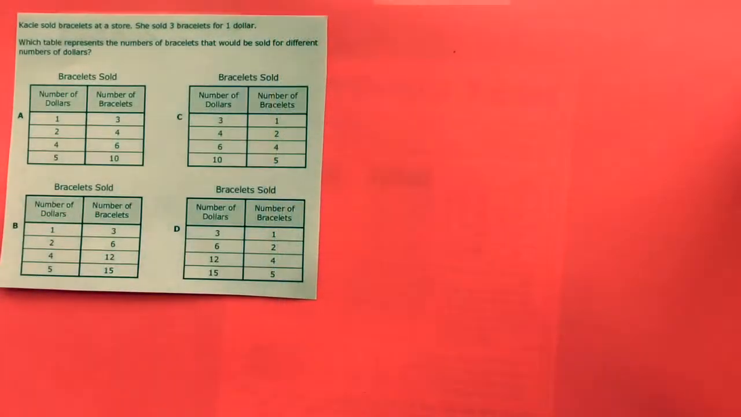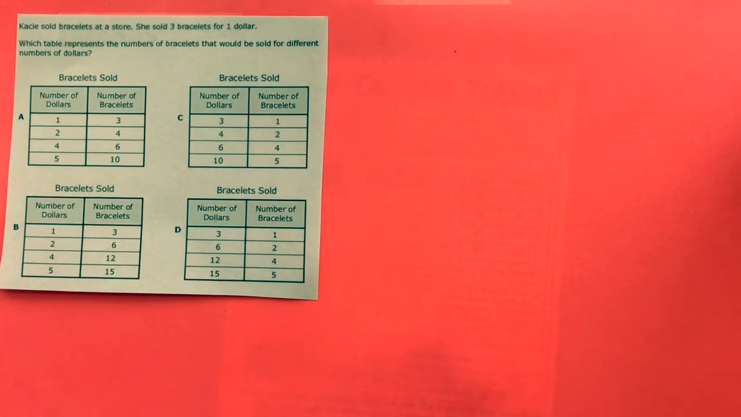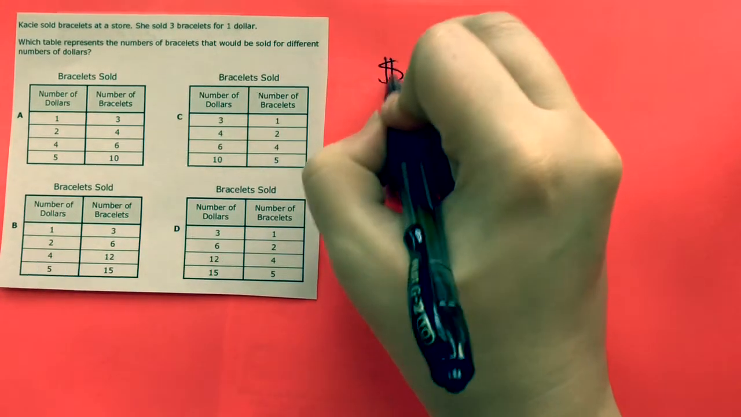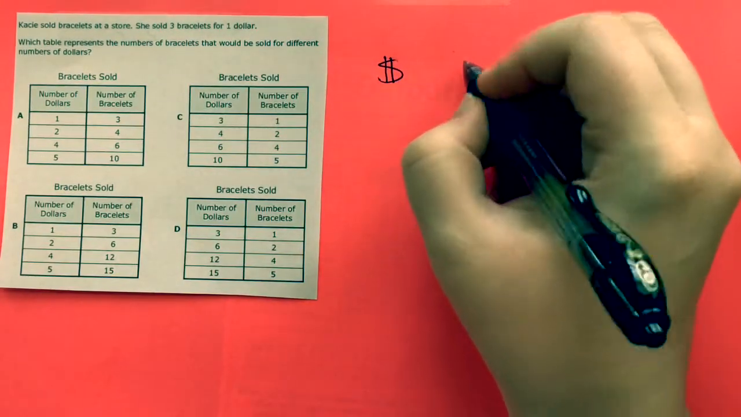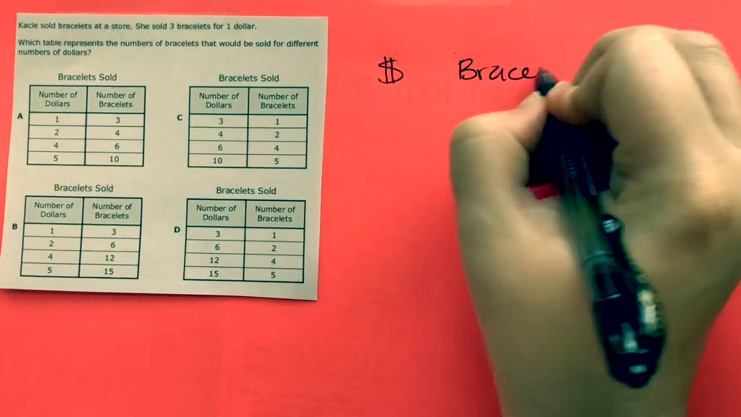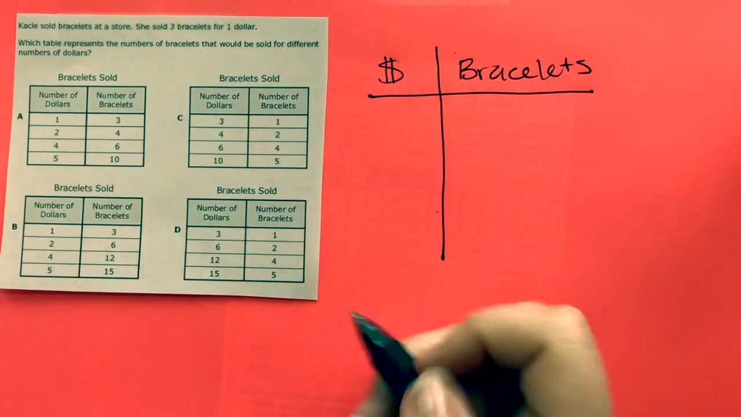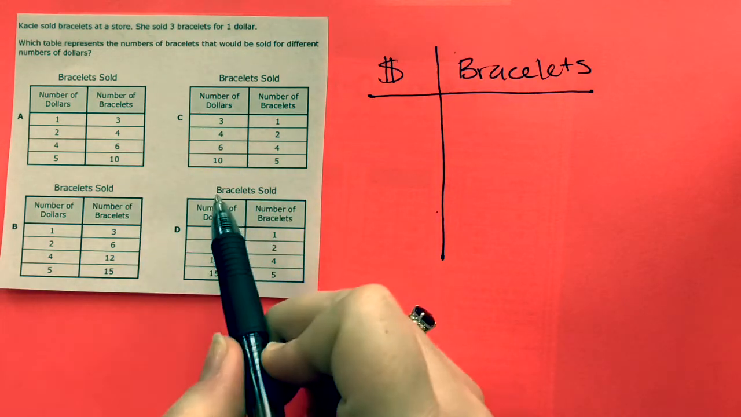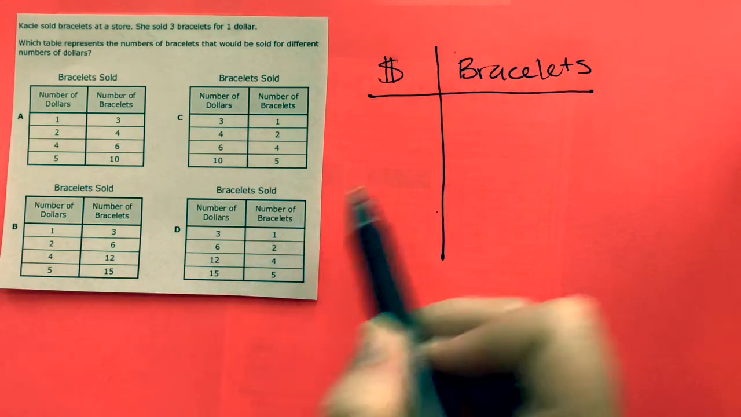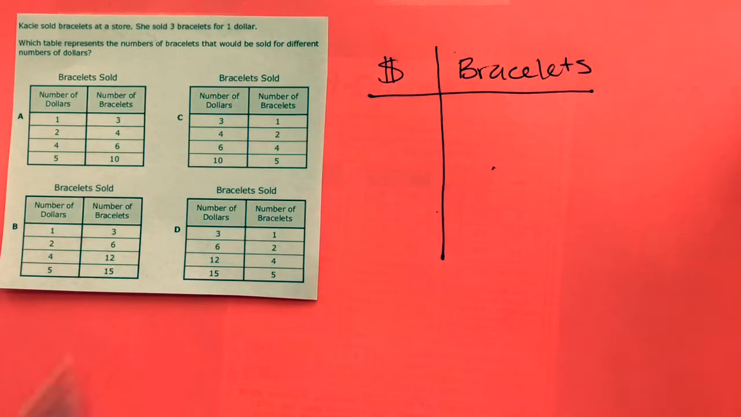Okay, this problem says Casey sold bracelets at a store. She sold 3 bracelets for $1. Which table represents the numbers of bracelets that would be sold for different numbers of dollars? So in this problem, we have a relationship between money, the number of dollars that she makes, and the bracelets. Okay, that's our relationship here. As we see in each one of these problems, we have number of dollars and the number of bracelets. So that's why I put dollars on this side and bracelets on this side.